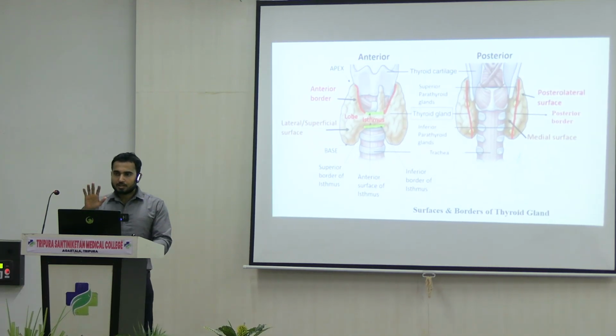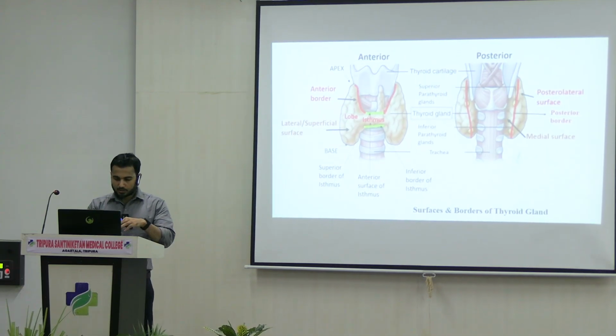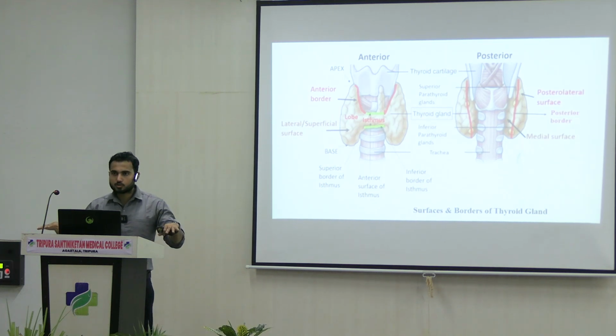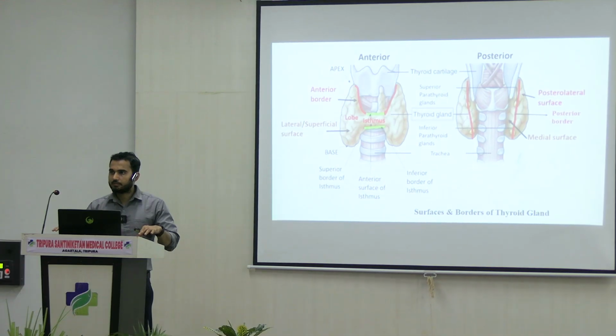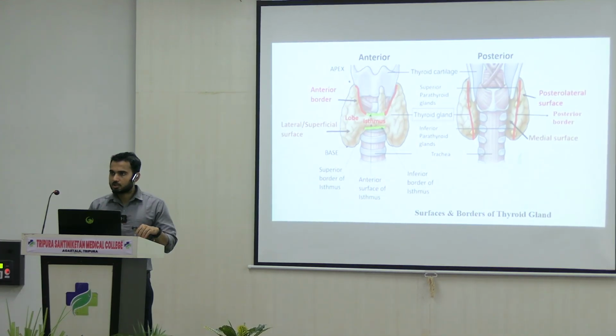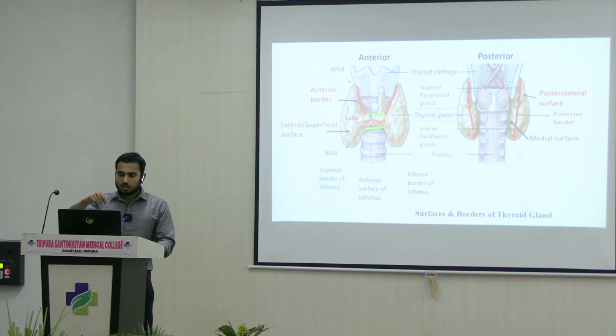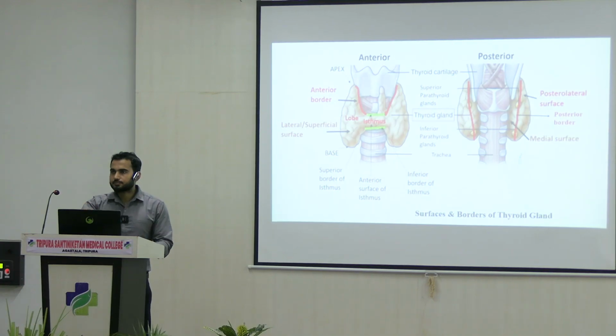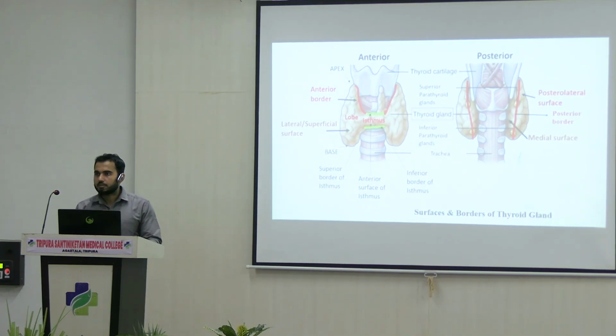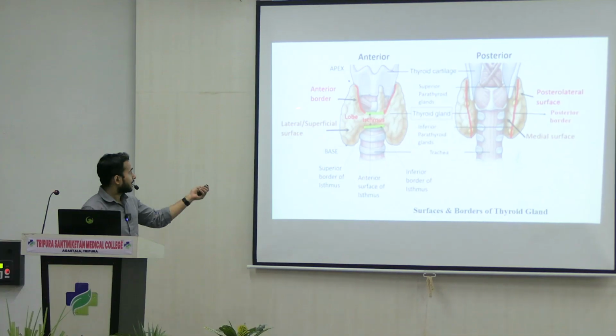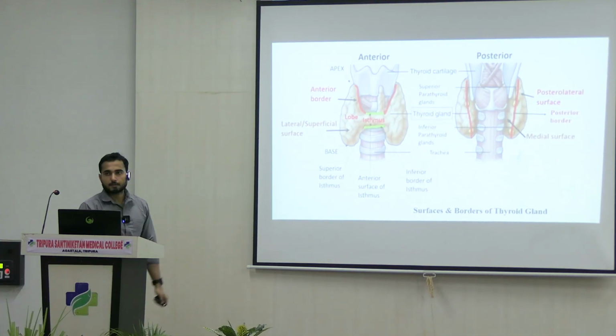Next, when you do the dissection, suppose the body is lying down in supine position. I am talking about the cadaver. When it is lying in supine position and you are doing the dissection, after removing the muscles, whatever surface of the thyroid gland you can see is nothing but the lateral or superficial surface.